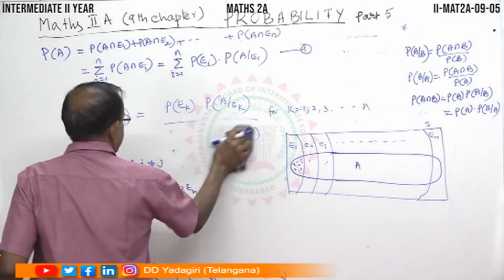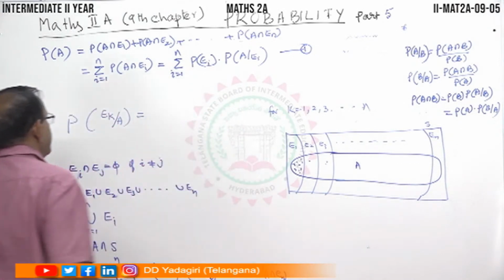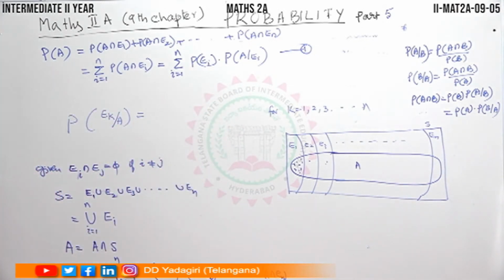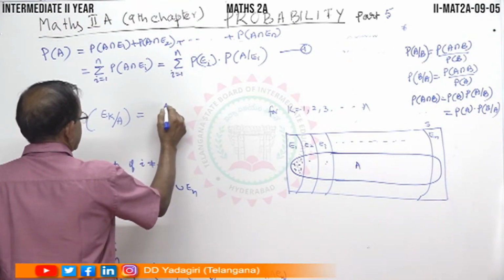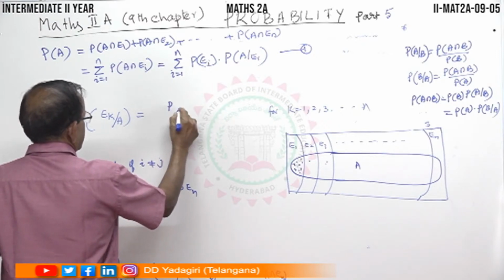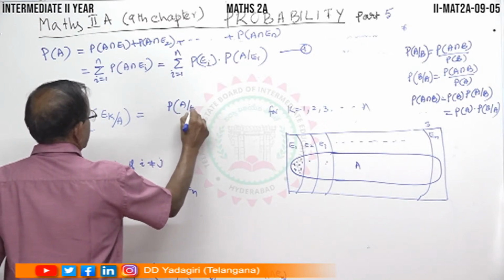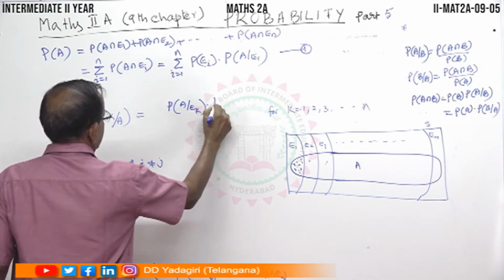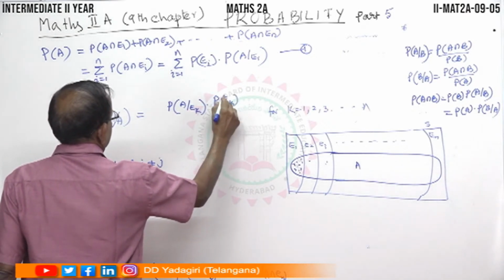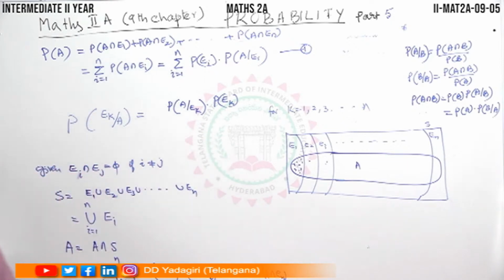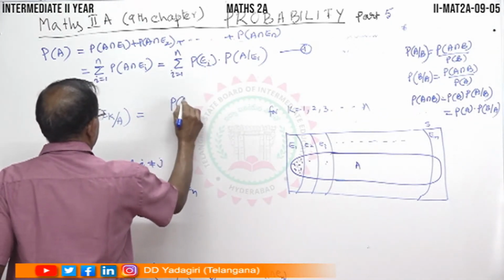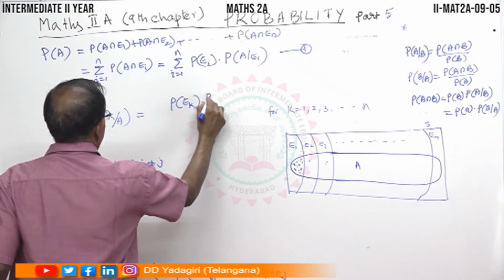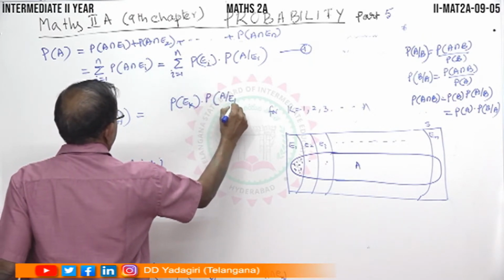Now we have to write the value of P of Ek by A. How do we write this one? This is P of A oblique Ek into P of Ek. Or you can write the reverse order also, P of Ek into P of A by Ek.